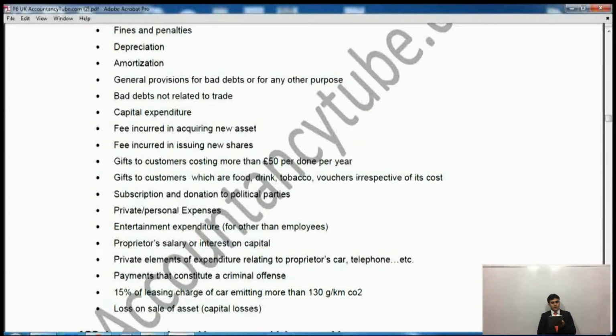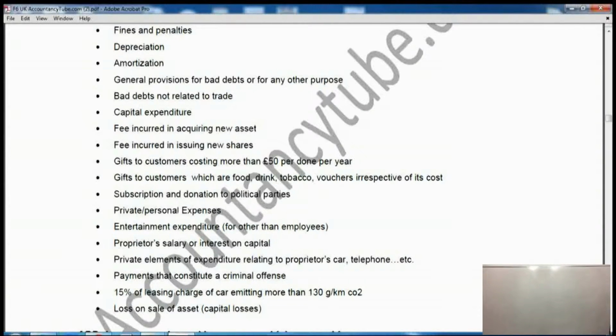All right. Then after that it says loss on sale of assets. Loss on sale of assets are called capital losses. We will see later when we see the capital gains chapter. You will see the capital losses there. All right. Now this is a huge list of the things which will be added back.